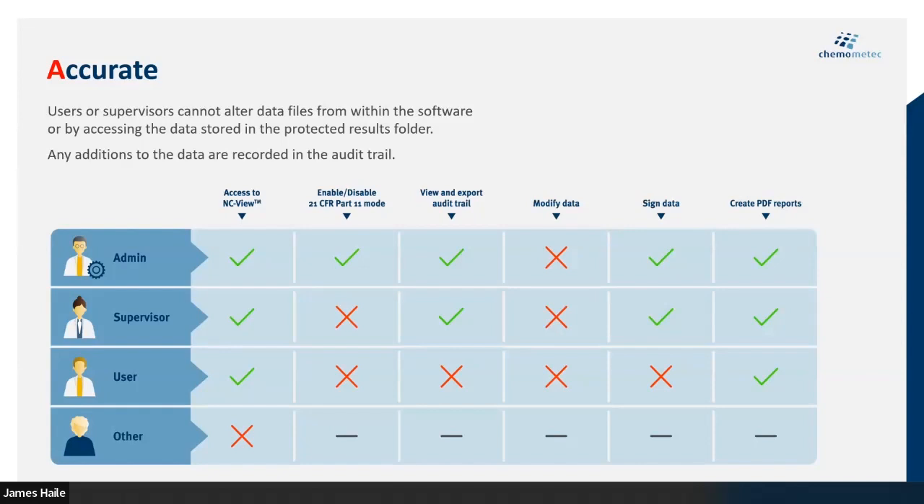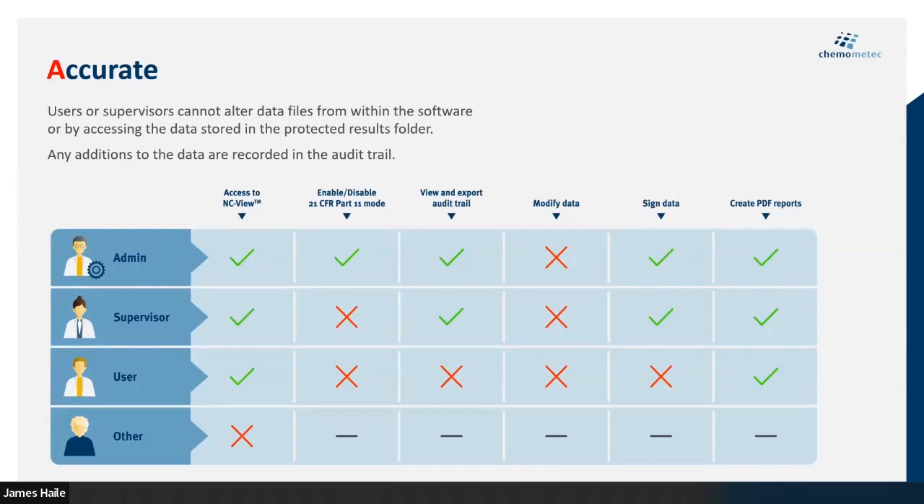A user can use the software. It can also create PDF reports. In addition, a supervisor can view the audit trail and sign the data electronically. An administrator can turn on and off the secure mode, sign data, create PDF reports, view the audit trail. Now, this scheme here is just a summary of the different permissions that the different levels of users have access to, but I've shown it here for simplicity's sake. So this ends the Alcoa part.